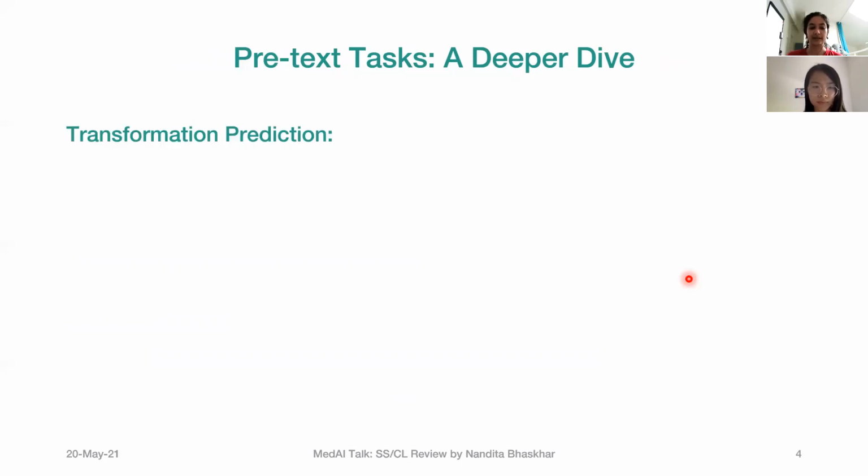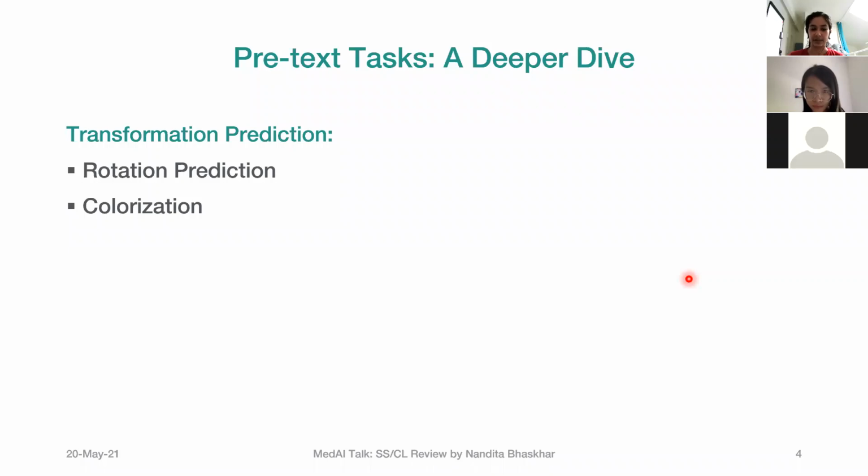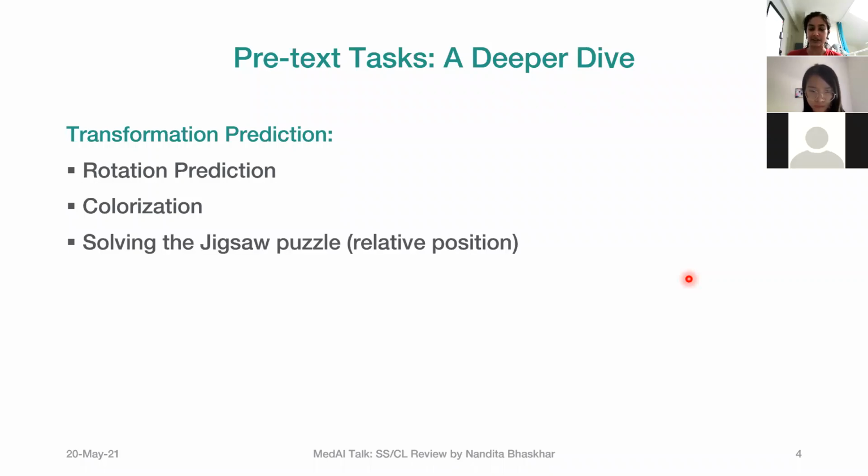The more classical techniques belong to the transformation prediction category, like rotation prediction. You arbitrarily rotate your input images into multiple directions and then try to predict which rotation orientation it is in. There is another called colorization, where you try to color a certain image given a black and white version of it. And there's also solving the jigsaw puzzle, where you split your image into multiple patches and then try to identify the relative positions back.